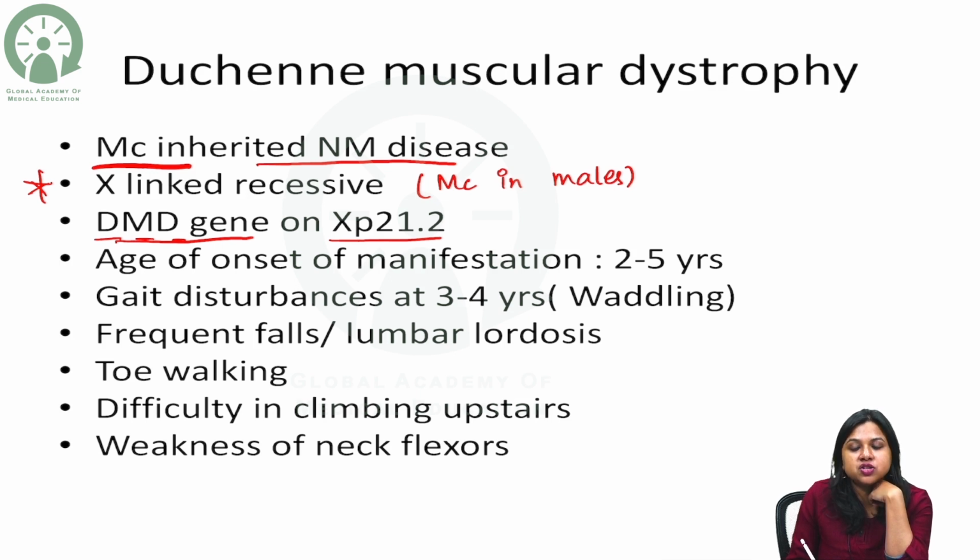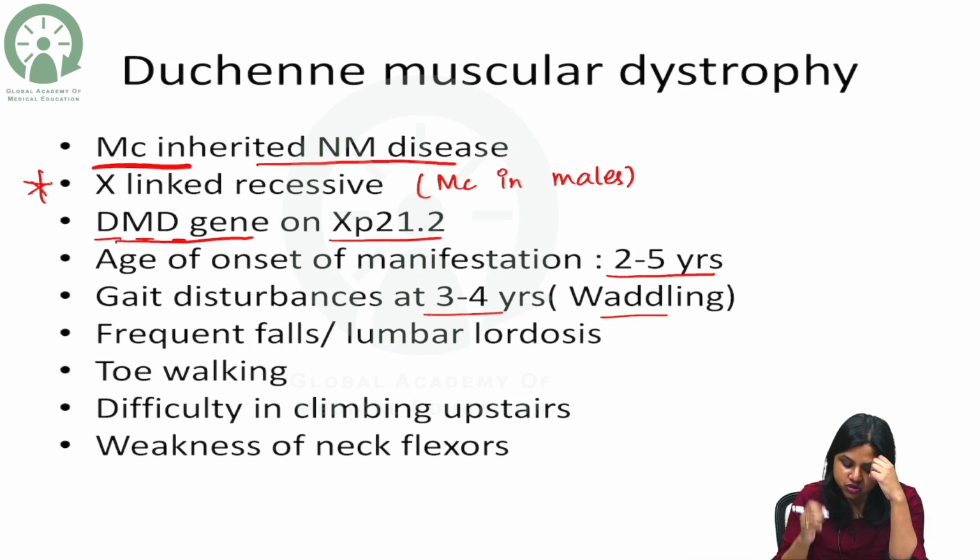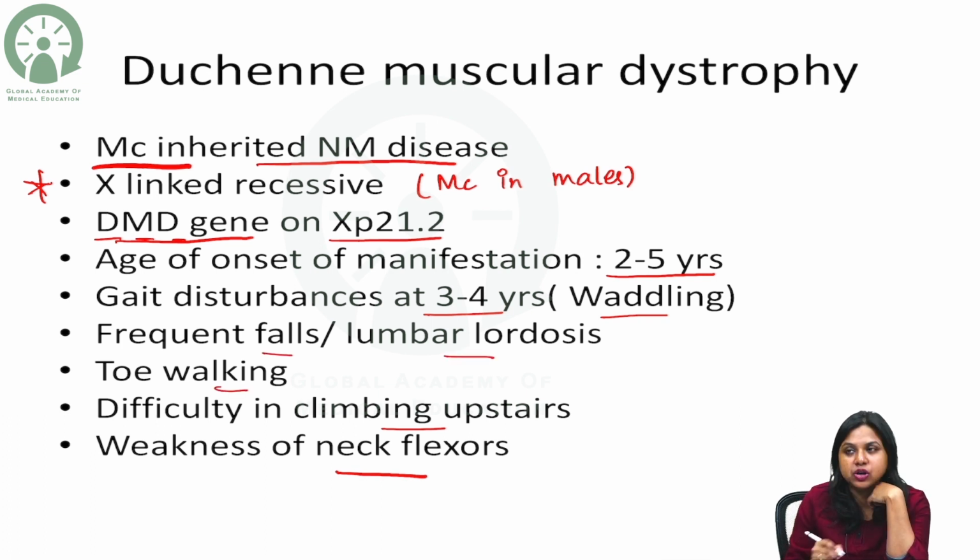So age of onset of manifestation is 2 to 5 years. We can get gait disturbances at 3 to 4 years, and the gait is waddling gait. The child will have frequent falls. The history comes like this, that there are frequent falls. You see the child to be toe walking. There are features of myopathy, difficulty in climbing upstairs, difficulty to get up from a sitting position. Weakness of the flexors. So neck flexors are weak, difficulty in climbing upstairs, toe walking, frequent falls, and lumbar lordosis.